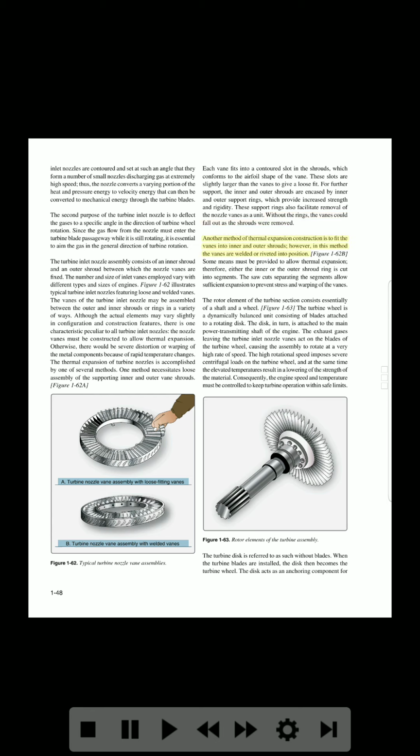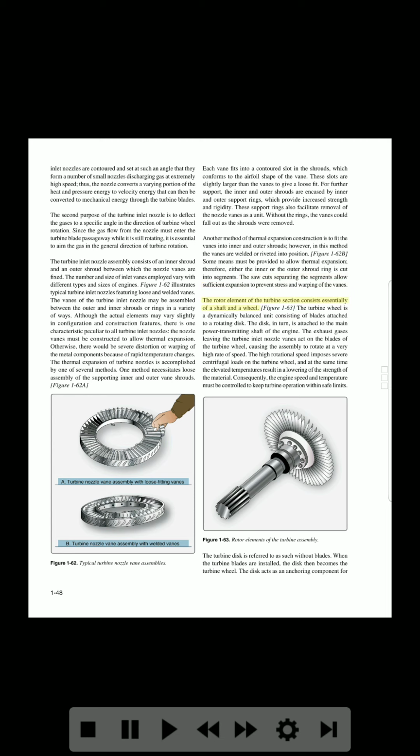Another method of thermal expansion construction is to fit the vanes into inner and outer shrouds. However, in this method the vanes are welded or riveted into position. Figure 1-62B. Some means must be provided to allow thermal expansion. Therefore, either the inner or the outer shroud ring is cut into segments. The saw cuts separating the segments allow sufficient expansion to prevent stress and warping of the vanes.